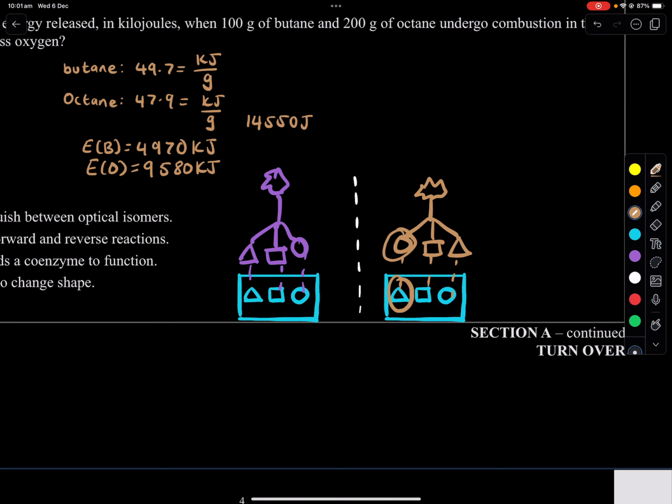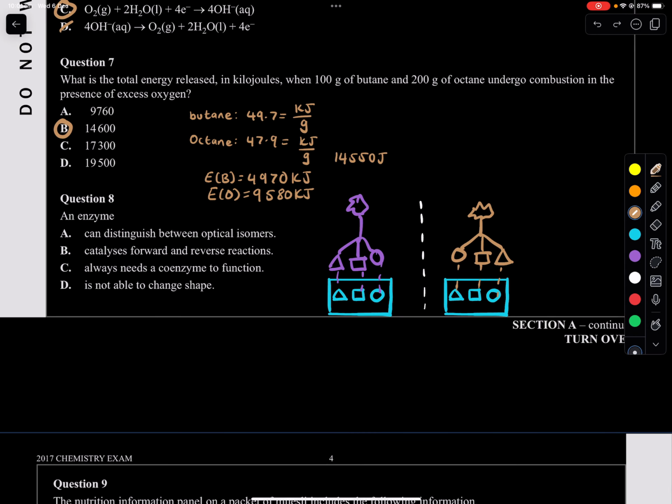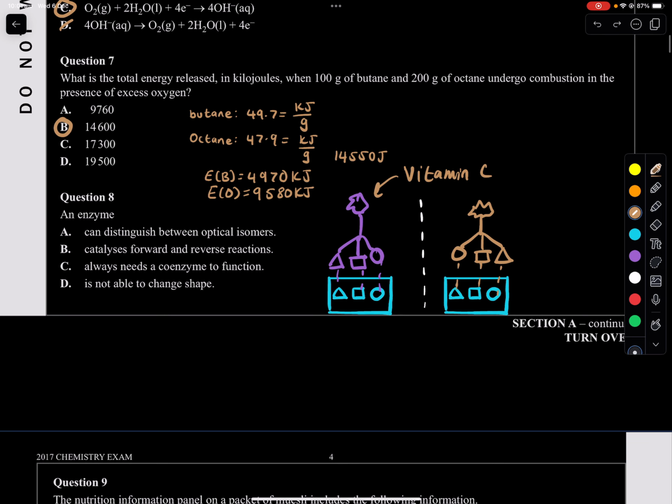Can you see the circle and the triangle? So for example, let's say this was vitamin C in this case. And this is its optical isomer. And we're asking, can this enzyme distinguish between them? Yes, it can, because say we have the real vitamin C that does react with our enzyme, but let's say we had the optical isomer, and the way we can distinguish is, what about if we put the optical isomer with the enzyme and it doesn't react?